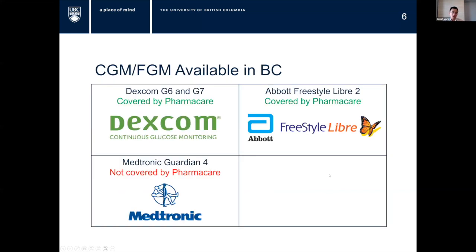So in terms of the CGMs that are available in BC, we have Dexcom. There's both Dexcom G6 and Dexcom G7 that are covered by pharmacare. There's the Freestyle Libre 2, and that is also covered by pharmacare. And then lastly, we have the Medtronic Guardian 4, which is not covered by pharmacare.